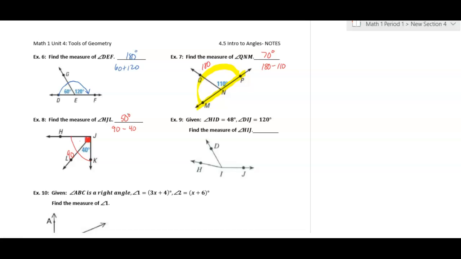All right. Example 9. HID is 48 degrees, right? And remember, HID, what angle is it eating? That one. So that's 48 degrees. Then you have DIJ. That's this angle here. It's 120 degrees. So now, what would I do with those two angles to get this big angle? Well, 48 plus 120 would be 168 degrees. All right.